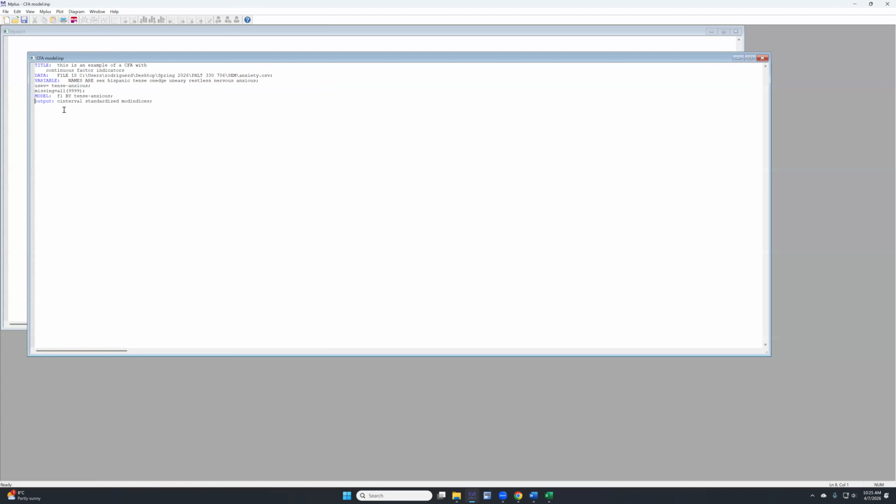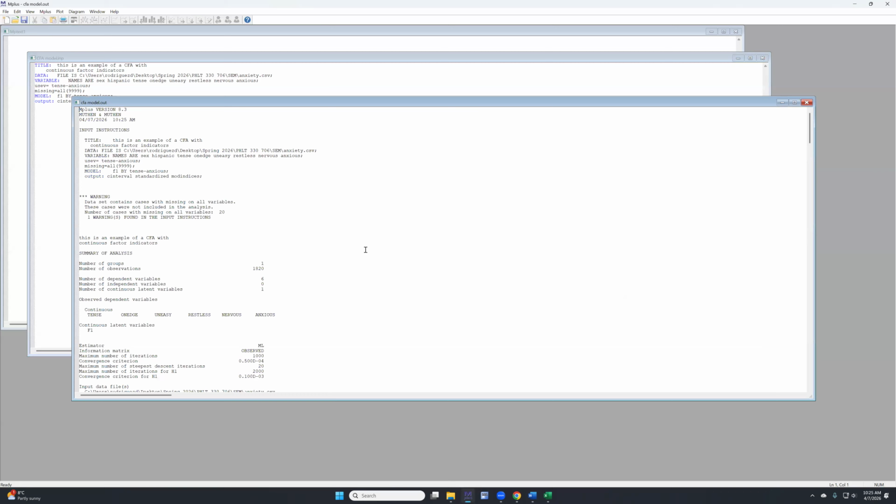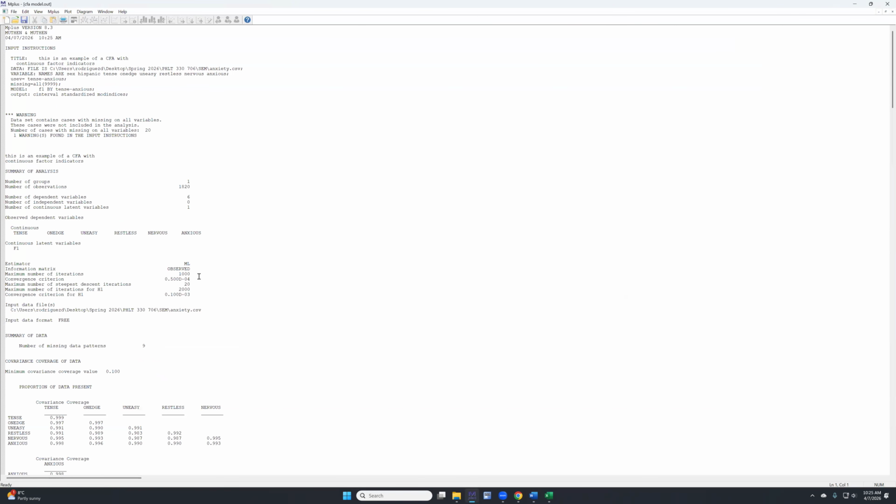All right, but my output will be confidence intervals, standardized values, and something called mod indices. And this is a really controversial topic, modification indices. So since I made a change, I'm going to press run. It'll tell me, do you want to save your changes? Yes, and it'll run. All right, so here's my output.